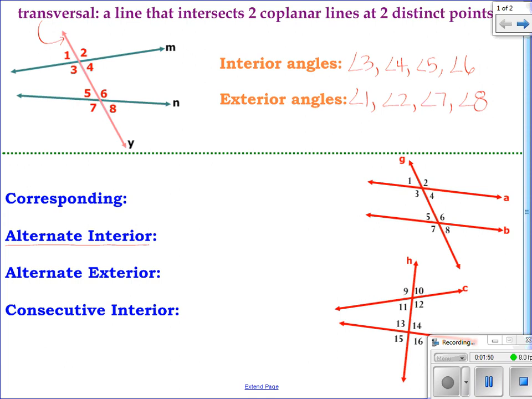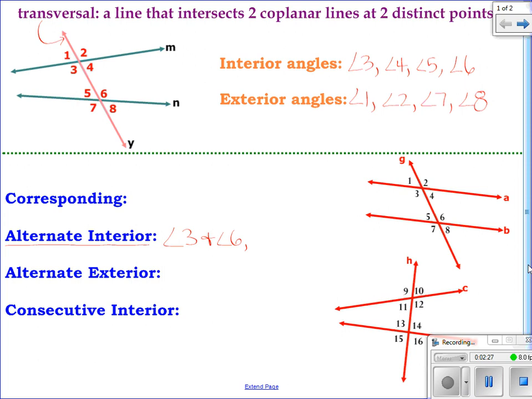Somebody give me a guess on what 2 angles would be considered alternate interior. Really good guess, 11 and 13. Not exactly, but it's very close. 3 and 4. Another good guess, but incorrect. 3 and 6. 3 and 6 is one pair of alternate interior angles. So look at where 3 and 6 are.